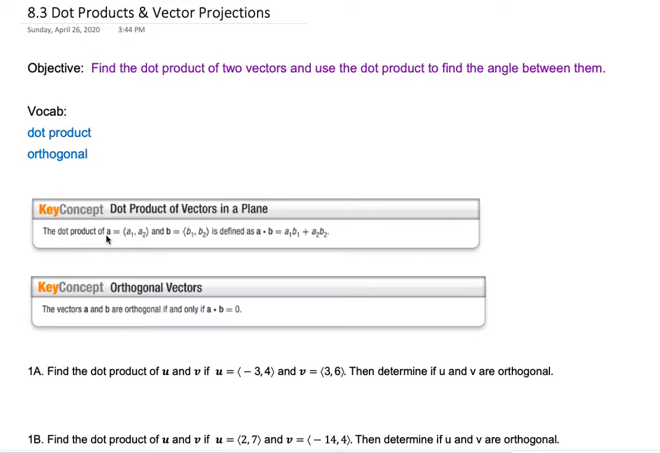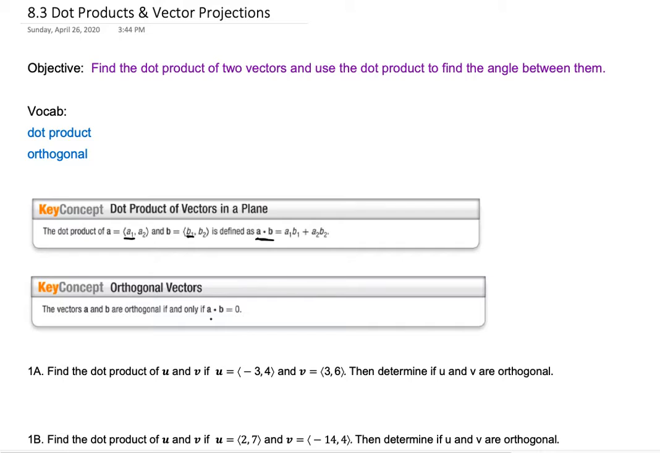The dot product of two vectors, A and B, is just going to be your first one times your first one and the second one times the second one. So I'm just going to actually call this X and Y for right now. So you're going to multiply your X's and then add it to your Y's multiplied. That's really it for the dot product. And it's called a dot product, I believe, because it's written like this with a dot in the middle.